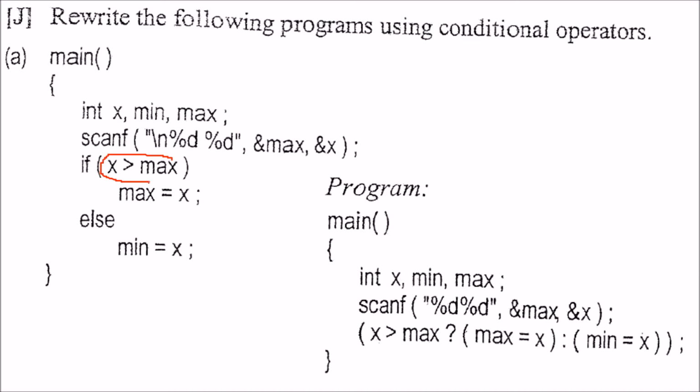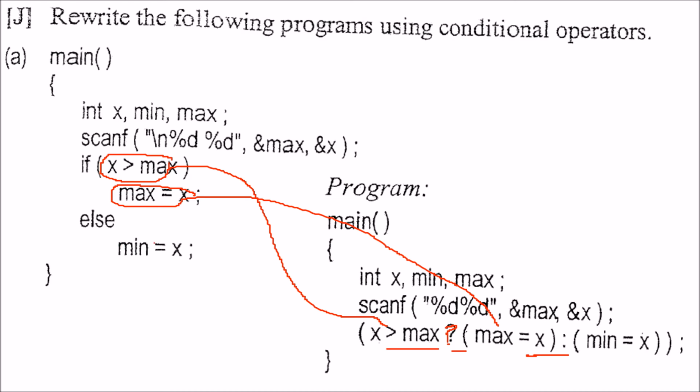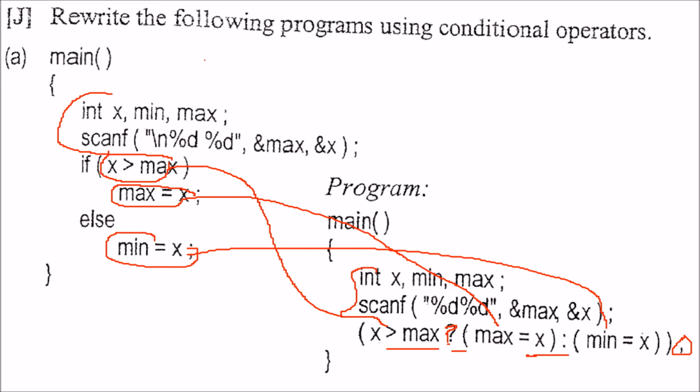This you have to take here, x greater than max. After that, write a question mark. Take this condition, write it on the right of the question mark and on the left of the colon. The else condition has to be written here, after the colon and before the semicolon. This is how we rewrite it. Otherwise, these two lines will exactly be same.